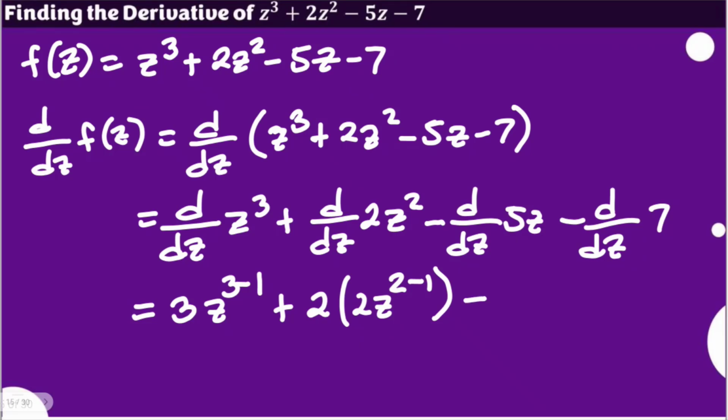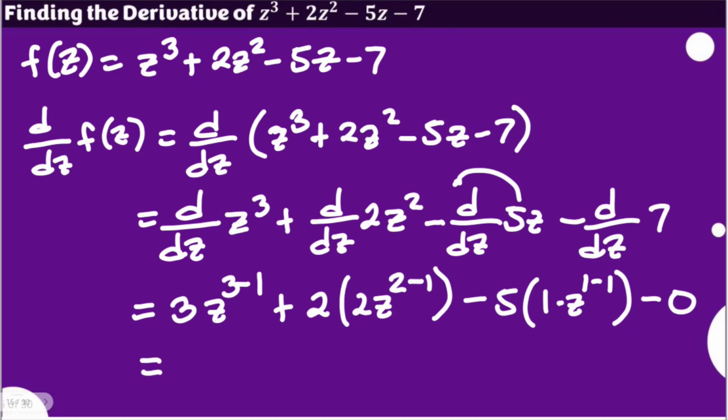Here, minus, you take out 5, and you will have z, where n is 1, times z to the power of 1 minus 1. And the derivative of a constant is, of course, 0. This is equivalent to 3z squared.